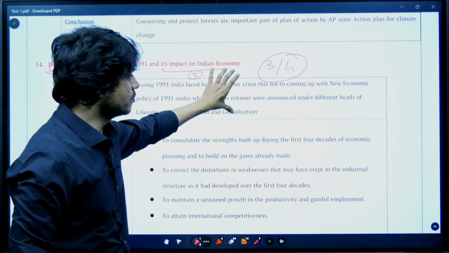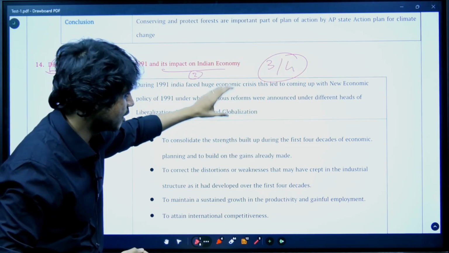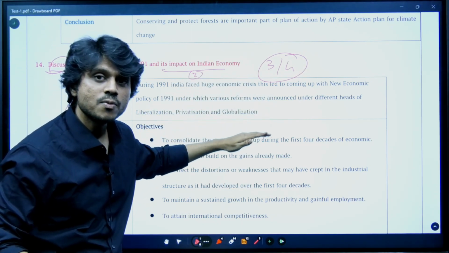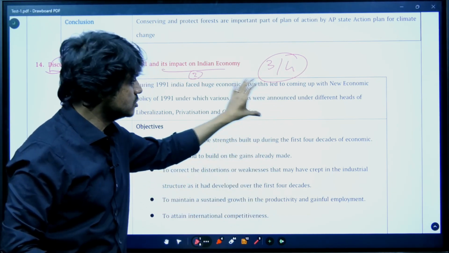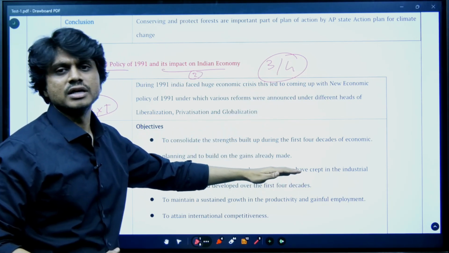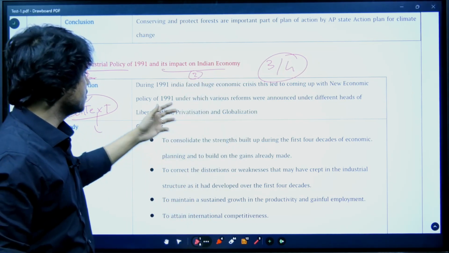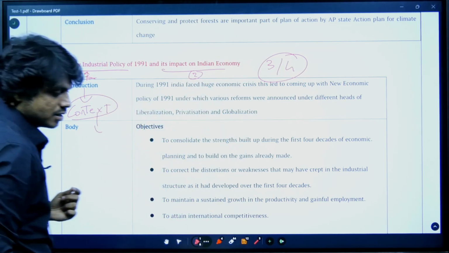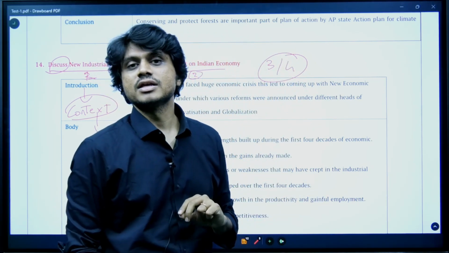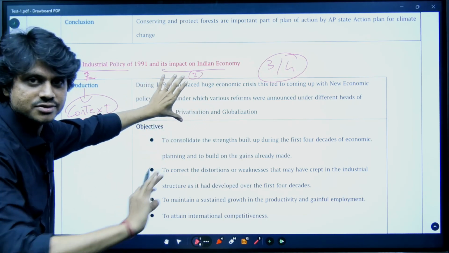Here the main intention is to decide what the introduction should be. If I introduce the topic with the scenario during the 1990s, this will automatically lead me towards the body. In the 1990s, the time period was an economic crisis. Then the Indian government initiated a set of reforms. Those reforms can be classified into liberalization, privatization, and globalization. But now let's come back to the body. So the introduction is very clear for us.